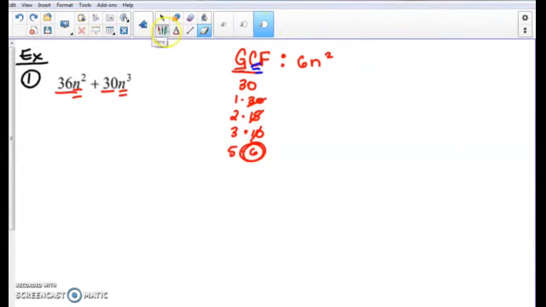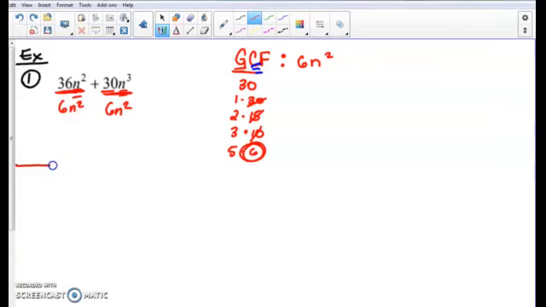Alright, so now we're going to divide everybody here by our GCF of 6n squared. So 6n squared, 6n squared. And whenever I do this next step, I like to go ahead and write my answer. So in my answer, we said we had GCF on the outside and then our parentheses with our quotient. So my GCF is 6n squared, and now we're going to divide.